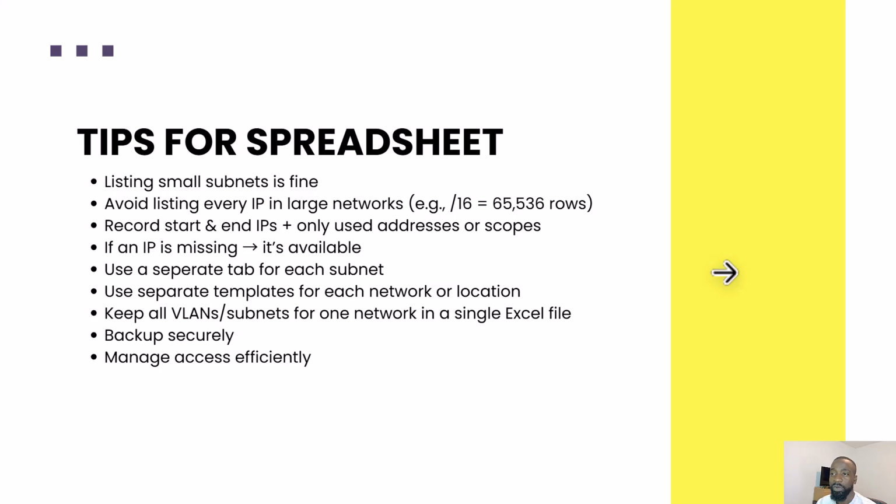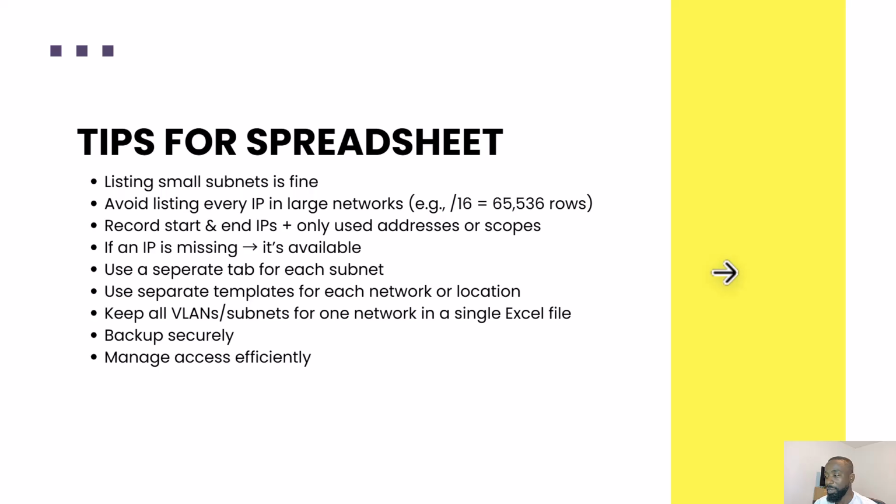Now, record only the used addresses or scopes. So if you're listing a huge network, record only the scopes or the addresses that have been used. Next one is, if an IP is missing, it's available. The assumption is it's not being used, right? Use a separate tab for each subnet.